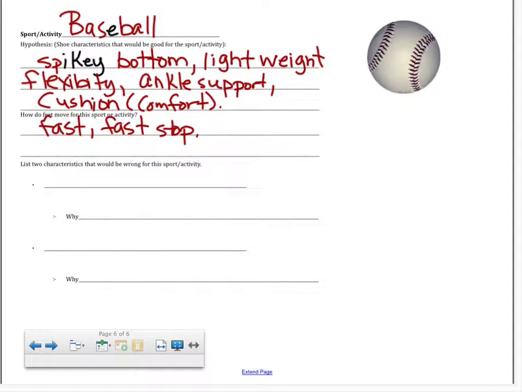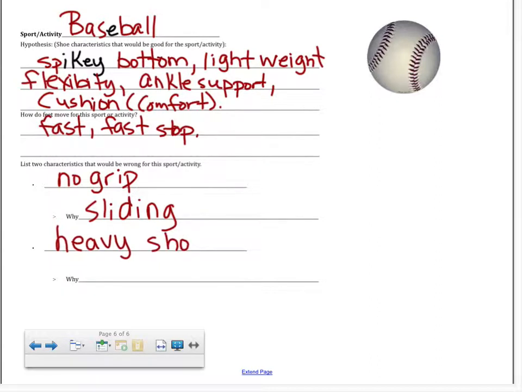What are some characteristics that would be wrong for this sport? No grip. Why? Because if you try to stop, you're just going to fall. Okay, so sliding when you don't want to. There's some sliding that we want to do, but sliding when you don't want to. Heavy. Because why? Because when you run, you might trip. If it's a heavy shoe, slow running, no fast running.